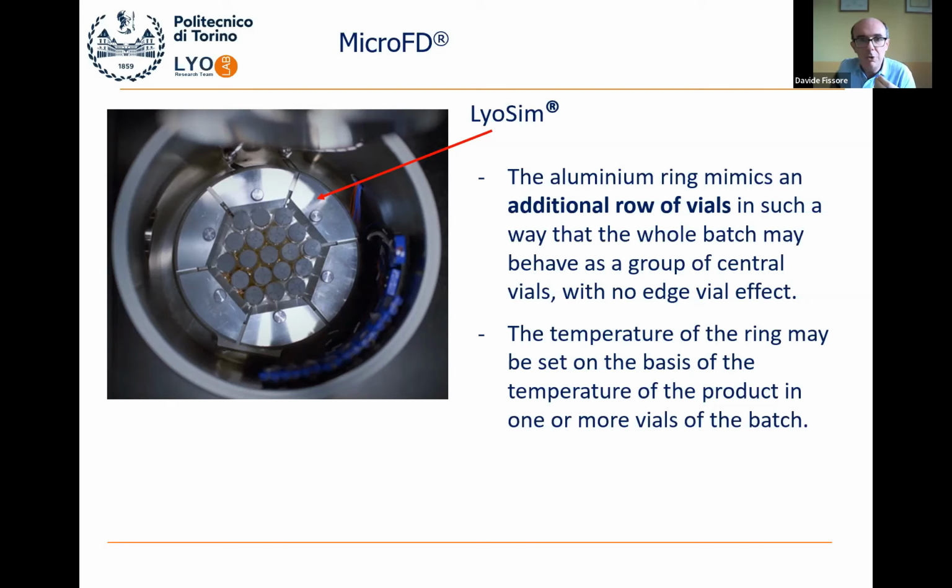But in principle, you may tune in a different way the ring temperature to heat more the vials in this batch, to replicate in MicroFD the dynamics of the edge vials of your larger scale unit. This is important. Why? Well, because obviously edge vials are characterized by the higher temperature. So if you want to be sure that no collapse, no shrinkage occurs in your large unit, this type of study is what you have to do.